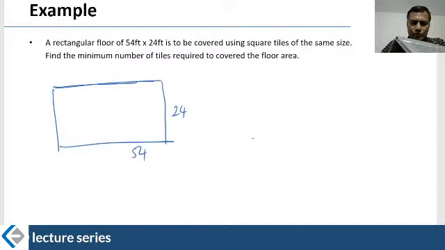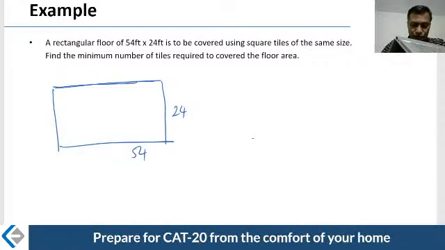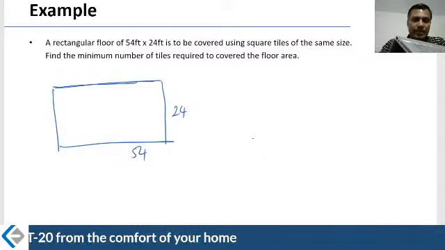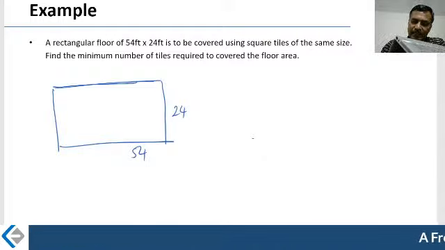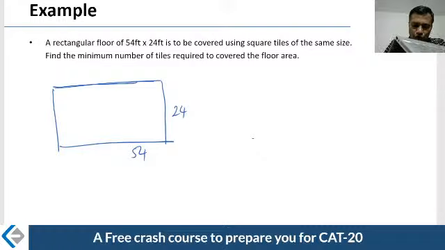It is to be covered using square tiles, not any rectangular tiles. The tiles have to be square tiles of the same size, which means you are going to a ceramic shop, or you are going to a shop and you want to order tiles. Tiles are of the same size and they are square in nature. Find the minimum number of tiles required, which means when you go to the shop, you already looked at a design, you liked that design.